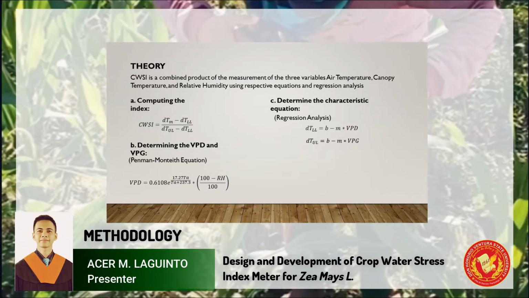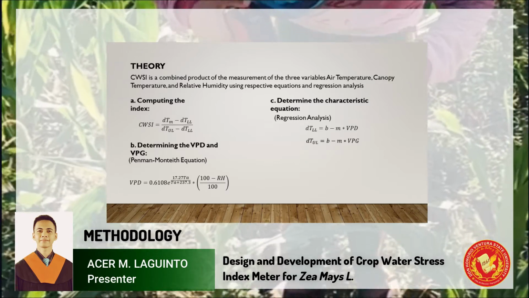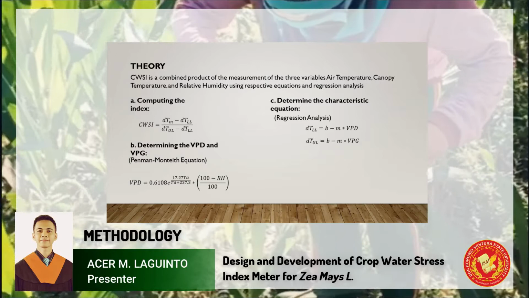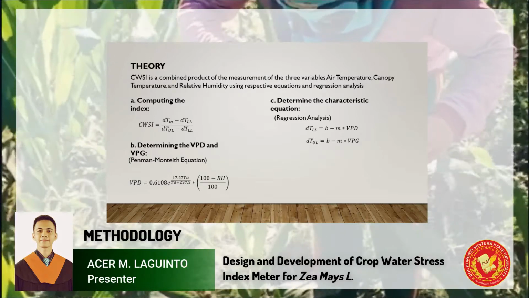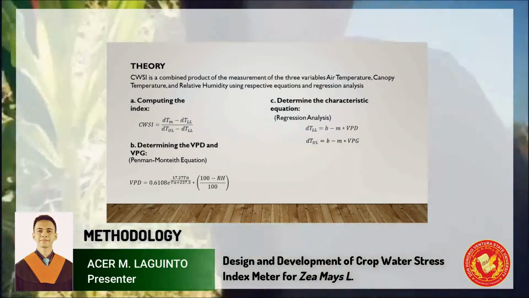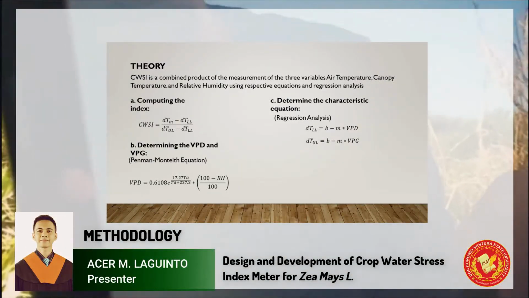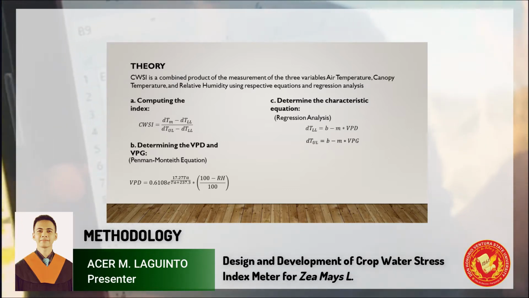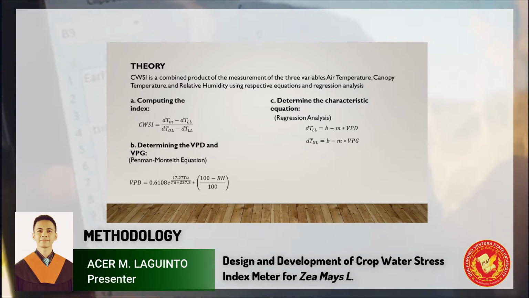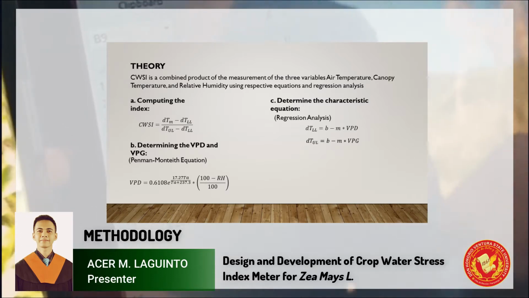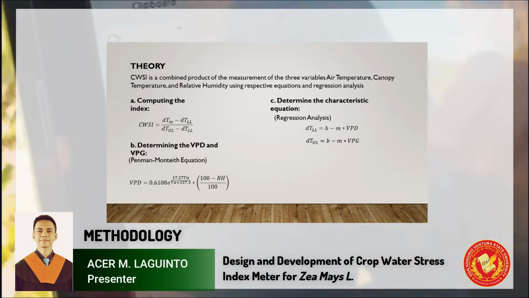In order to do that, we need to perform a series of data gathering of these three variables and use the Penman-Monteith equation to solve for the evapotranspiration rates, the VPD or the vapor pressure deficit, and the vapor pressure gradient. Then, we will plot these values as x and y and use regression analysis to yield the characteristic equation to be used in determining the index through interpolation.